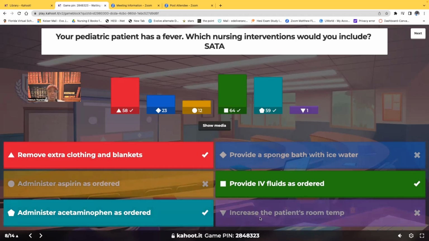And last, increase the patient's room temp. They already have a fever. Their temperature is already increased. Why would you increase the temperature in the room? That doesn't make any sense, right? All right, let's keep going.